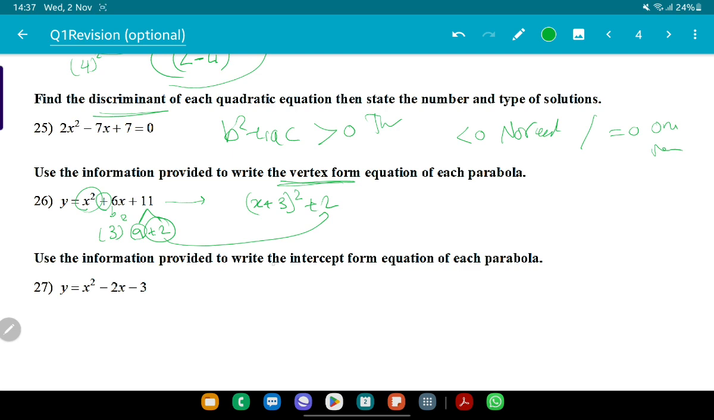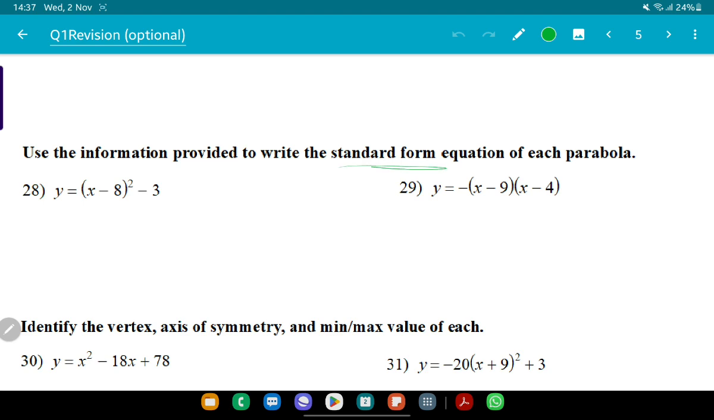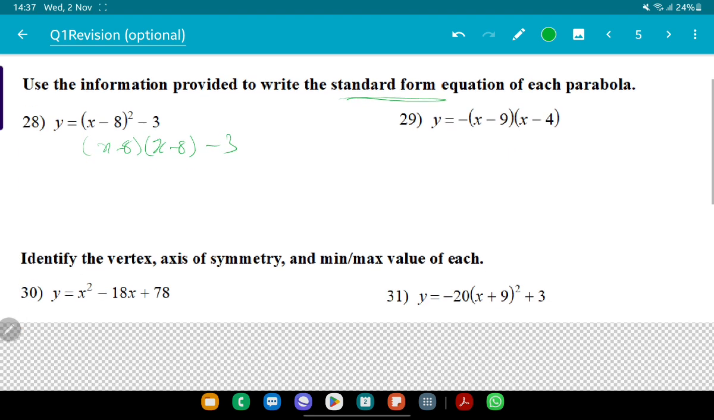Use the information provided to write the x-intercept. The x-intercept, it means factorize. So here's a hint of each question. Factorize this, negative 3 to have 2 brackets, and write the 2 brackets, and this is the answer. Standard form, it means repeat this, then FOIL, then simplify. Standard form, multiply this by FOIL.